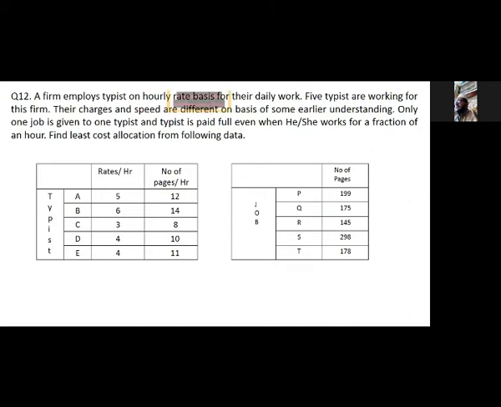Now, as per the question, even if he works for a fraction of an hour, he should be paid full. So 16.58 hours will be rounded off to 17 hours because I want to pay the full amount. So 17 hours he will require to complete the entire book, and he is charging me rupees 5 per hour. So the total cost he will take from me will be 17 multiplied by 5, that is 85. Any doubt till here?